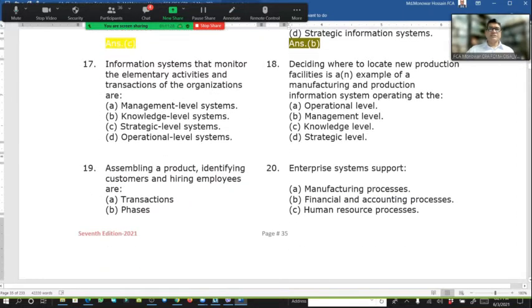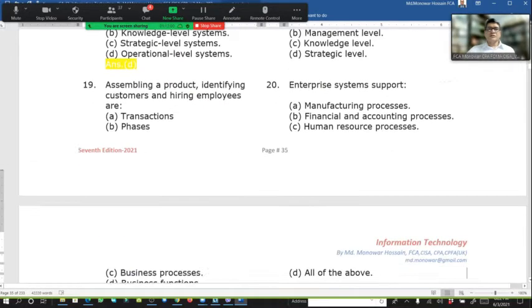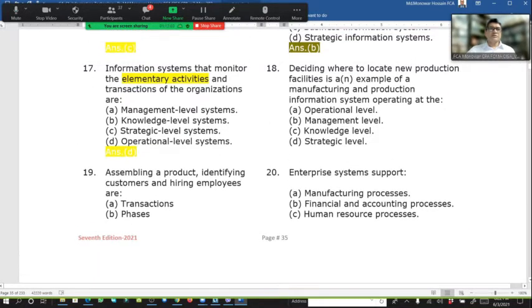Now 17. Information systems that monitor the elementary activities and transactions of the organization are management level system, knowledge level system, strategic level system, or operational level system. Here it says information system that monitors the elementary activities. So what would be the answer? Operational level system. Yes, you are right, operational level system.